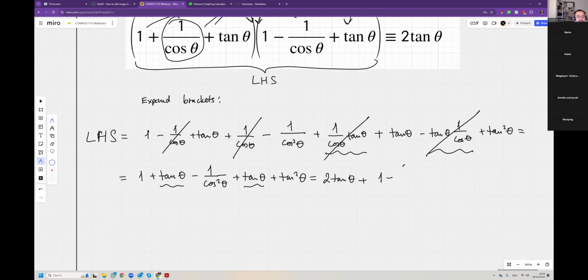Let's combine these into one fraction. Could I have made a mistake somewhere? No, I don't think so.